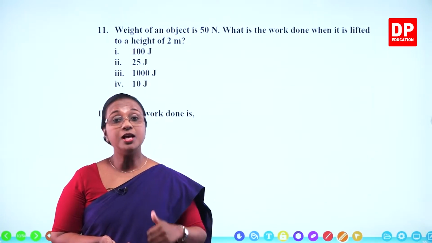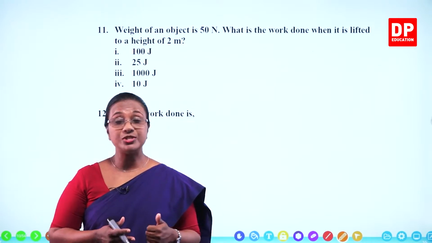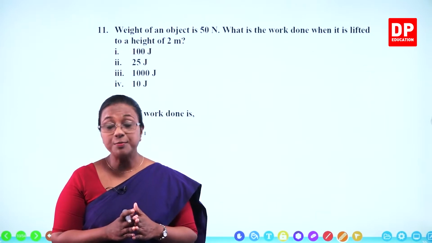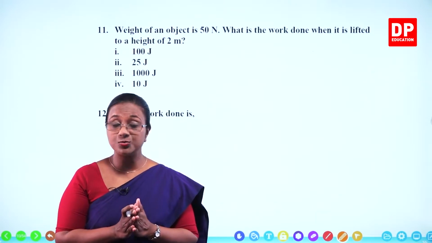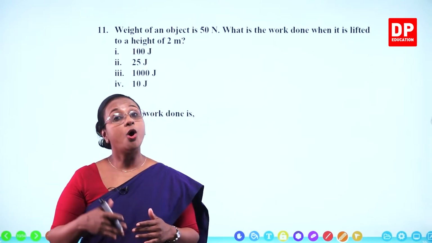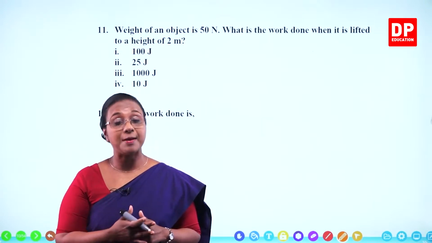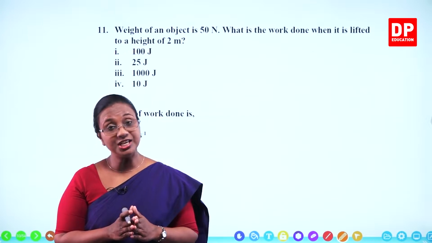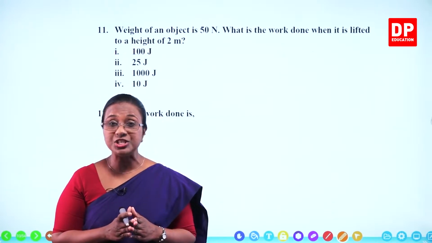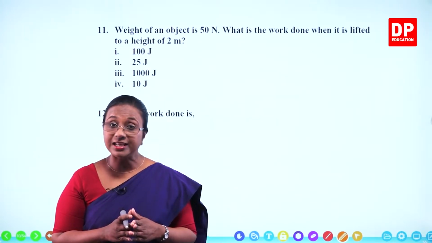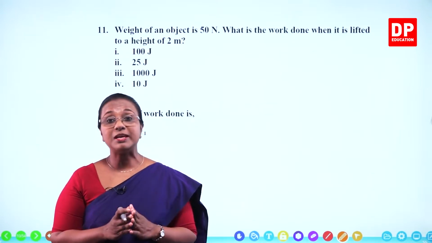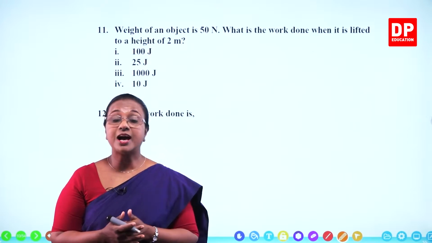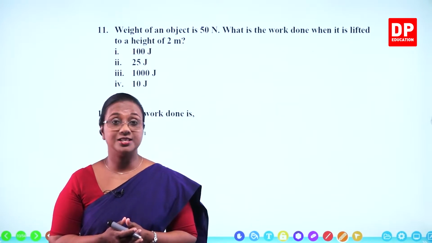Again to recall, work is when you apply a force and if you change the position of the object or if you change the shape of the object, we say that there is work done by the force applied. And then the ability to do work is energy. There are different forms of energy. Under that we discuss mechanical energy. And under mechanical energy there are two types, that is kinetic energy and potential energy.